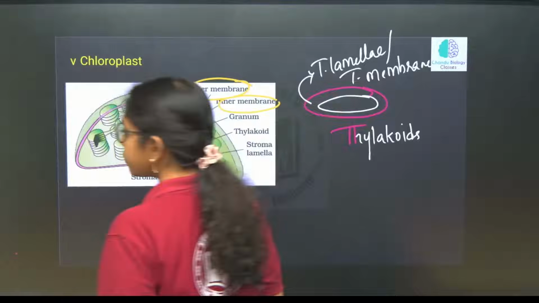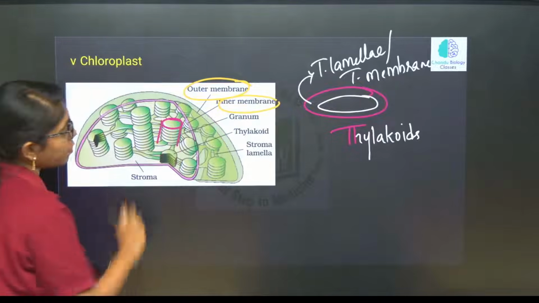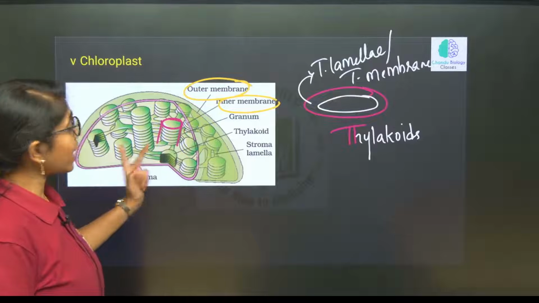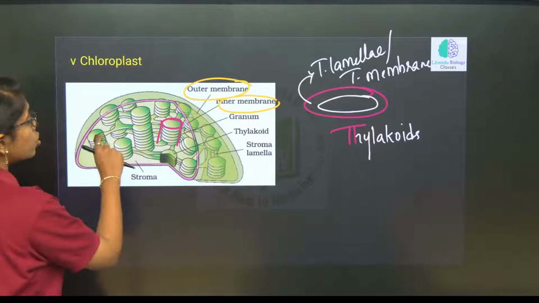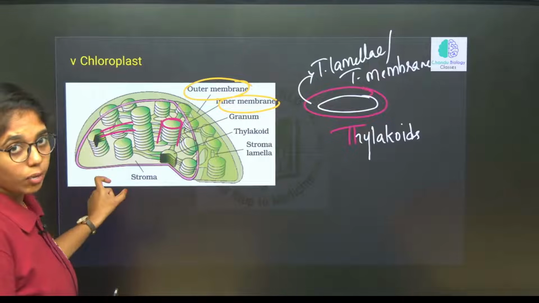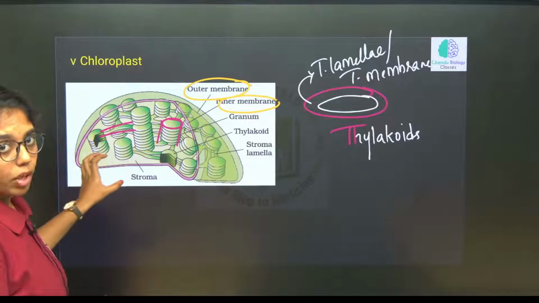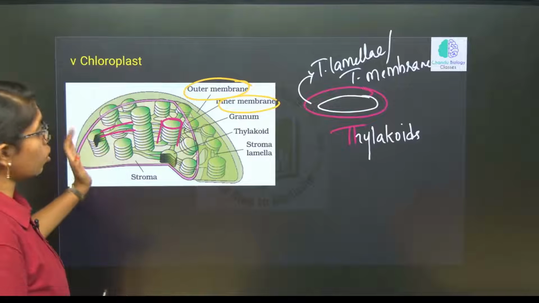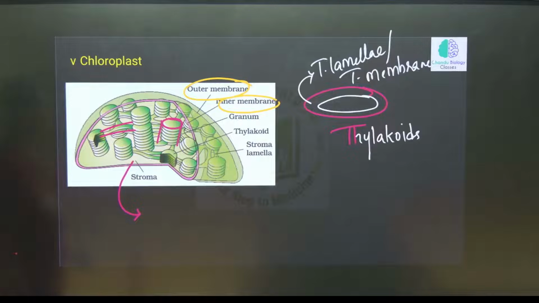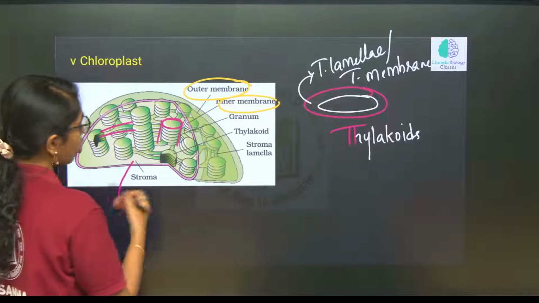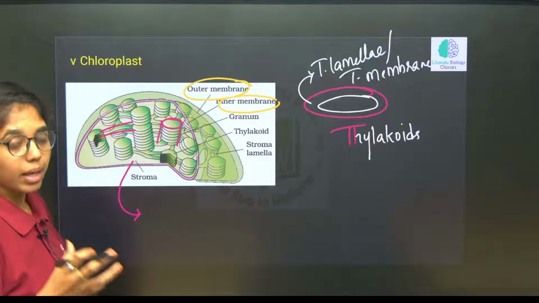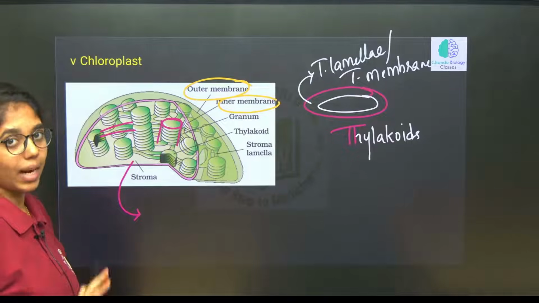And the stalk of sac-like structures is called as grana. One grana is connected to the other grana by stroma lamellae. Okay, one grana is connected to the other grana by what? Stroma lamellae. Fine. And inside the stroma, what are the components that you observe? Stroma is said to be chloroplast matrix. Chloroplast matrix or the fluid filled space, that is stroma, is one and the same.